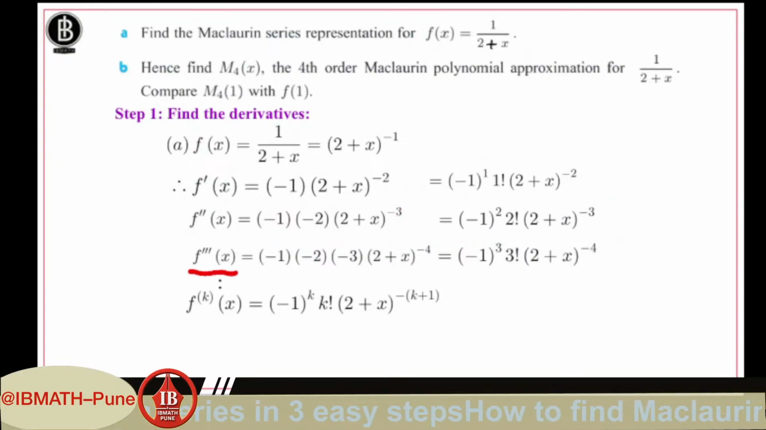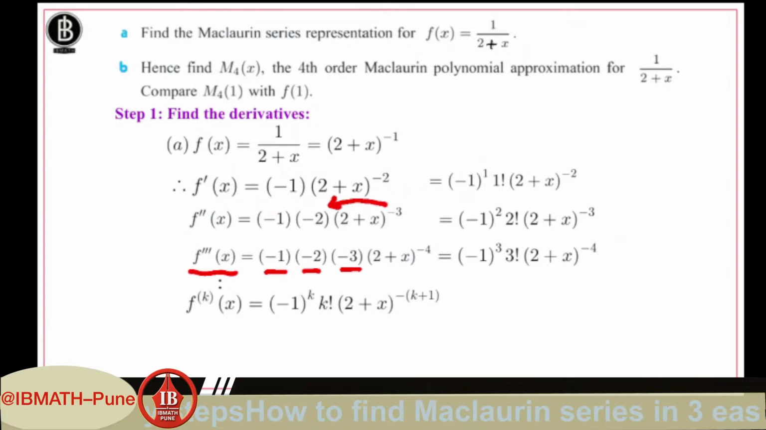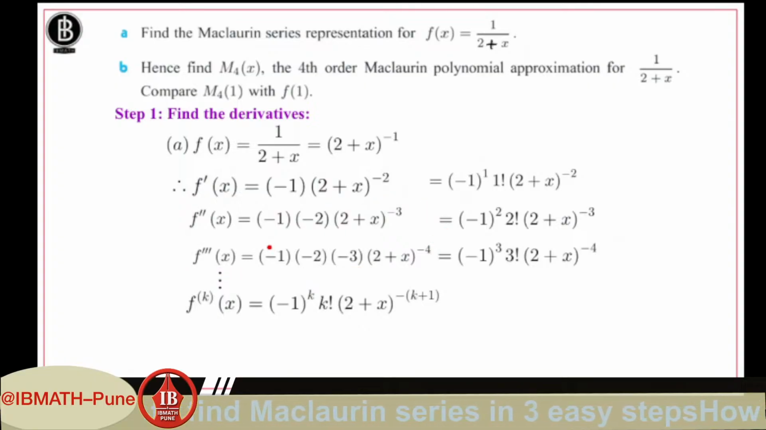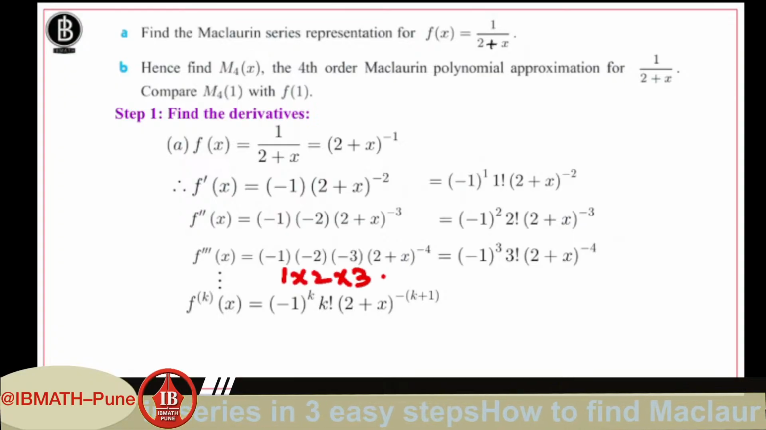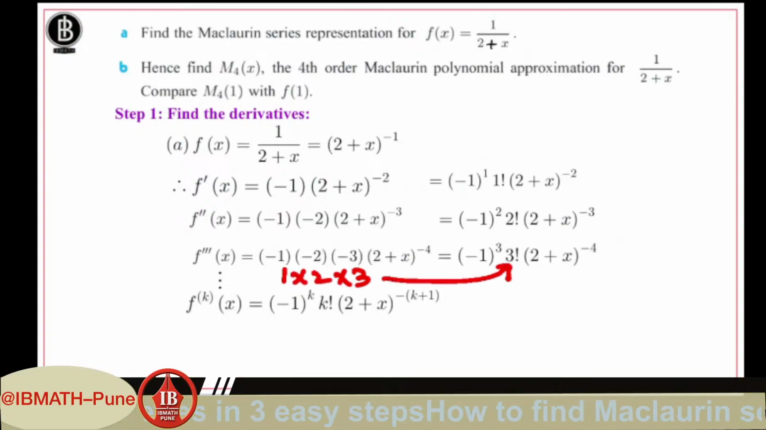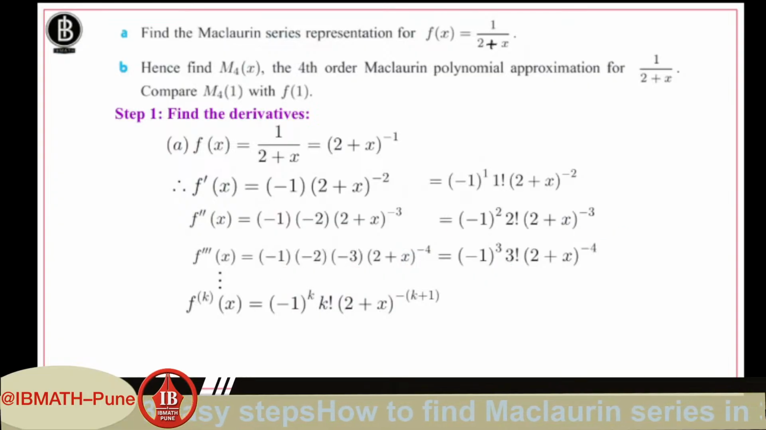Then the third order derivative. For that I'll bring minus 3 to the left. So now I have minus 1 into minus 2 into minus 3. And from the power I will subtract 1. So it will be negative 4. Now I have 3 negative signs. So minus 1 to the power 3. And I have 3 factors, 1 into 2 into 3. So I'll represent it by 3 factorial. The bracket to the power negative 4 remains as it is.